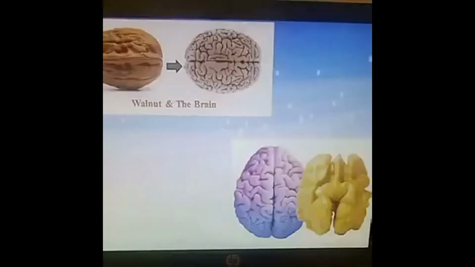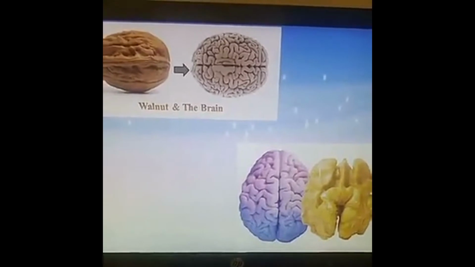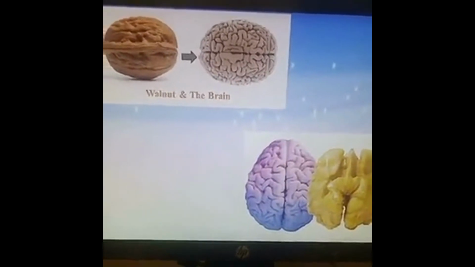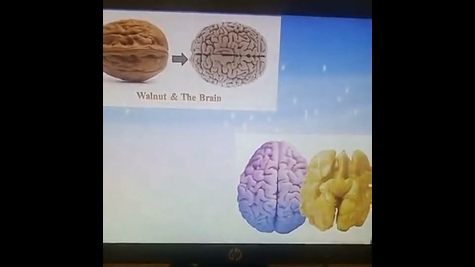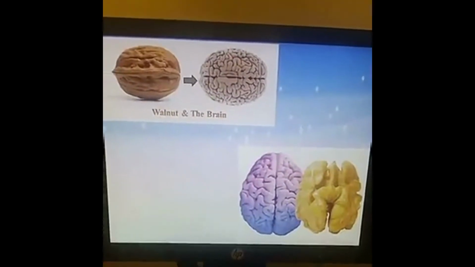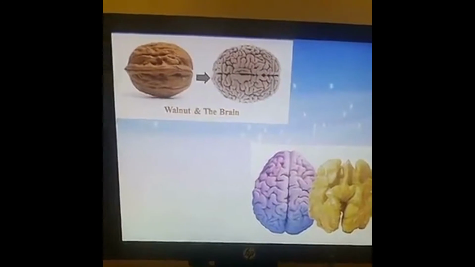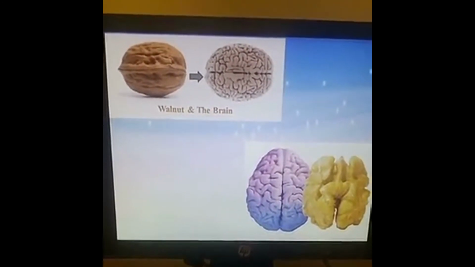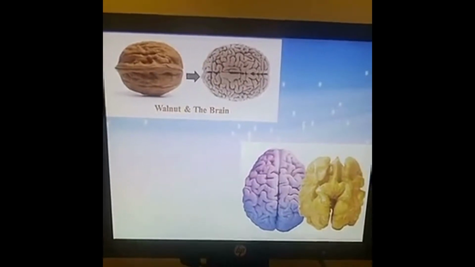Can you answer? Look here, we can see that the brain is wrinkly and it looks like a walnut. But why is the brain wrinkly? It's wrinkly because it's very large. The surface area of the brain is about 4 sheets of paper. Can you imagine this big size sitting in a small box, which is the skull?